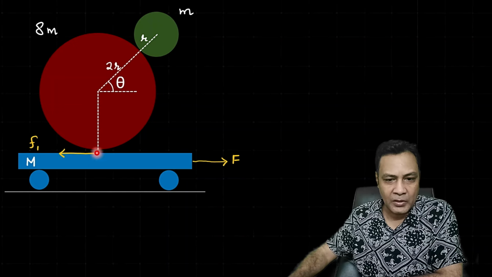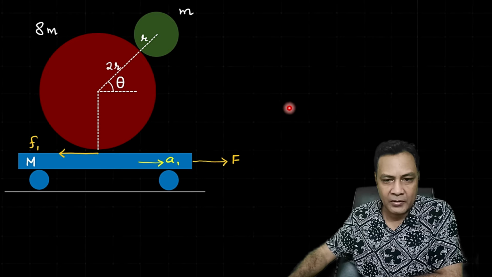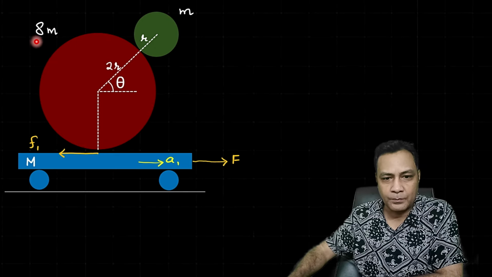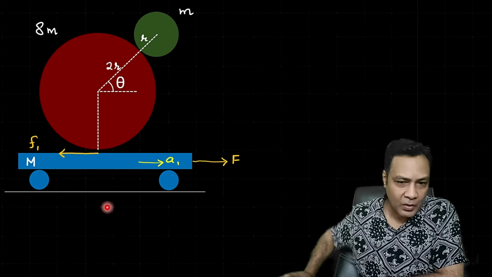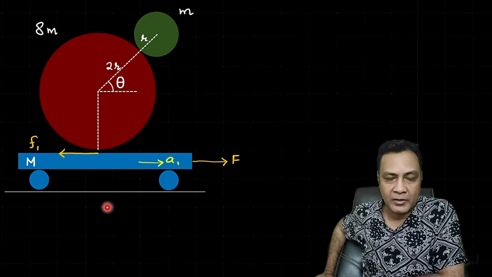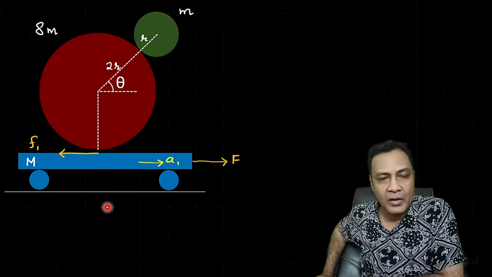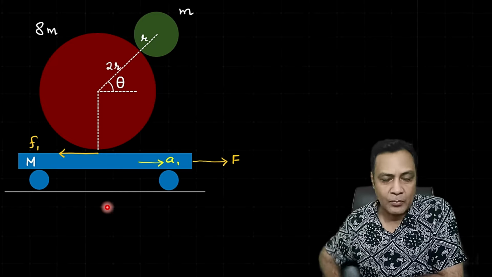And mg and normal I'm not showing because the motion is in the horizontal direction. So because of these forces, the acceleration of the cart is say a1. Now I'm going to draw the FBD of the small sphere. In the FBD, I will not show the weight of the sphere and the normal by the cart because they will neither contribute to any acceleration of the center of mass, because they are acting in the vertical direction, nor will they contribute to any angular acceleration, because their line of action passes through the center of mass.